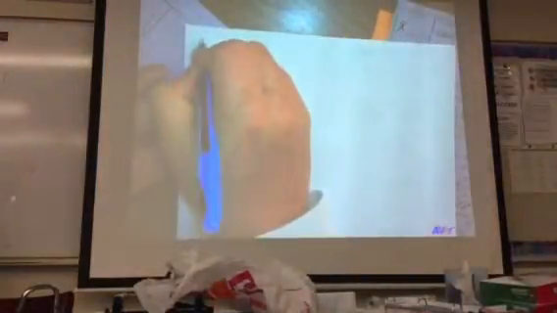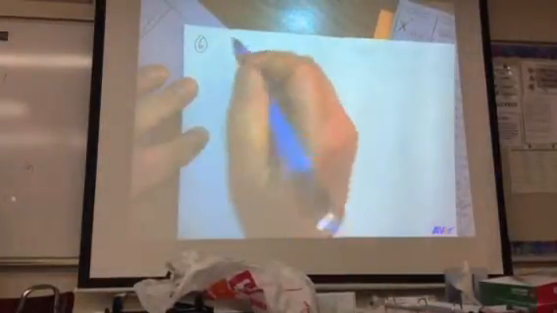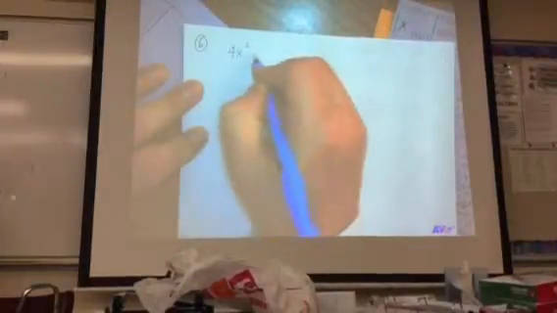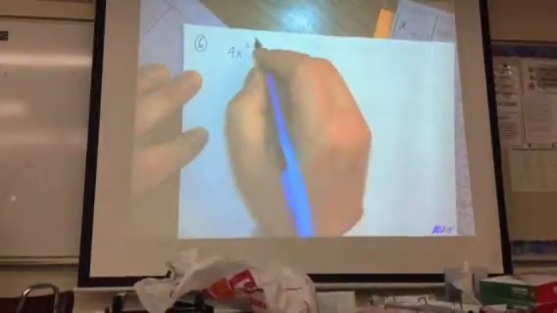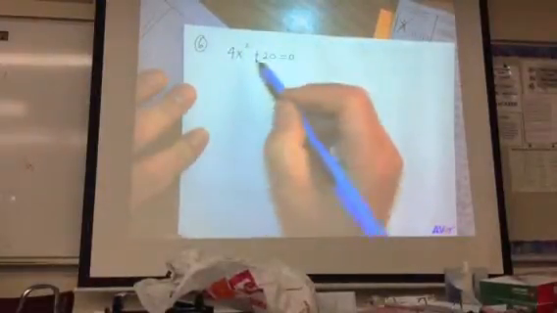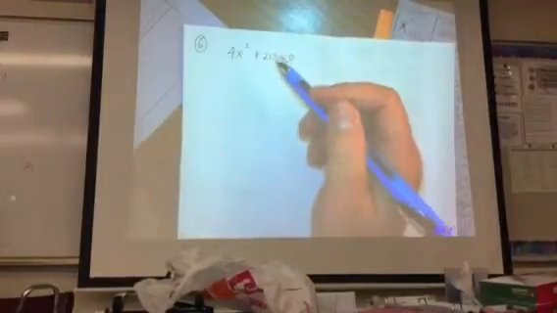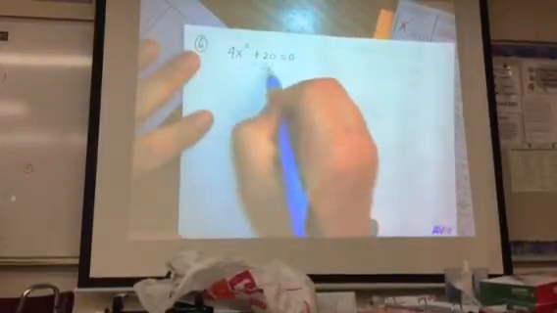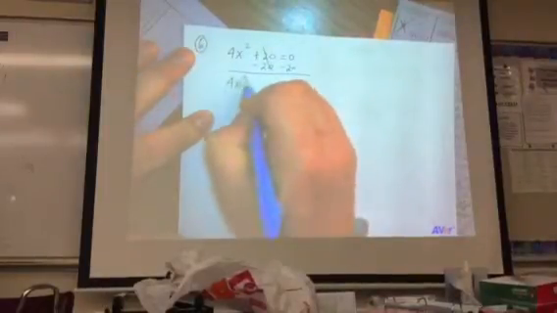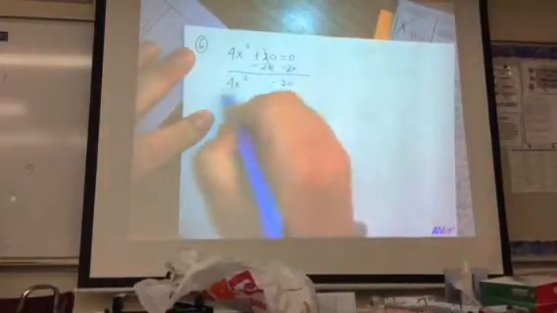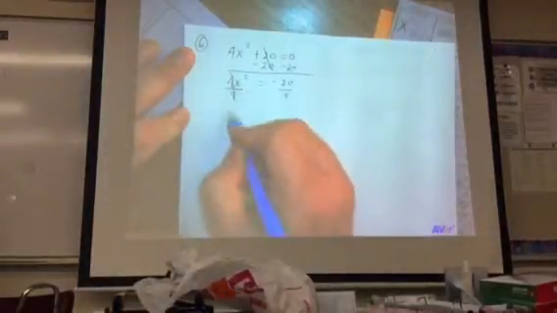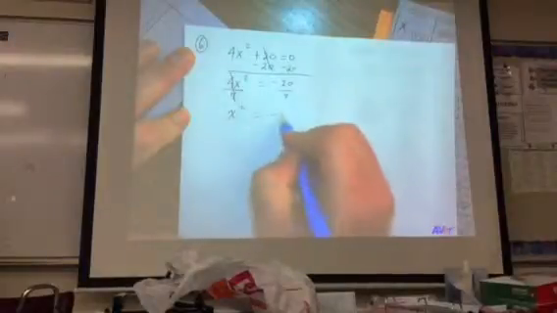And number 6. In number 6, they're asking you to take 4x squared plus 20 equals 0. Now you've got a quadratic, but it's also missing the linear term. So just subtract 20 from both sides, and you get 4x squared equals -20. Divide by 4 and divide by 4. The 4's cancel. We're left with x squared equals -5.